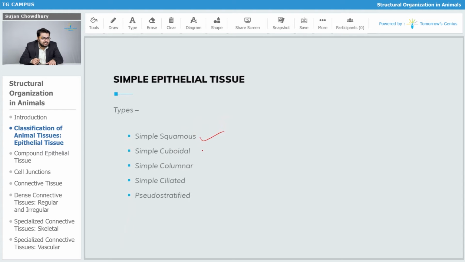We have simple squamous epithelial tissue, simple cuboidal epithelial tissue, simple columnar epithelial tissue, simple ciliated epithelial tissue, and pseudostratified simple epithelial tissue. So these terms basically indicate the shape of cells, the morphology of cells which are forming up the simple epithelial tissue system.